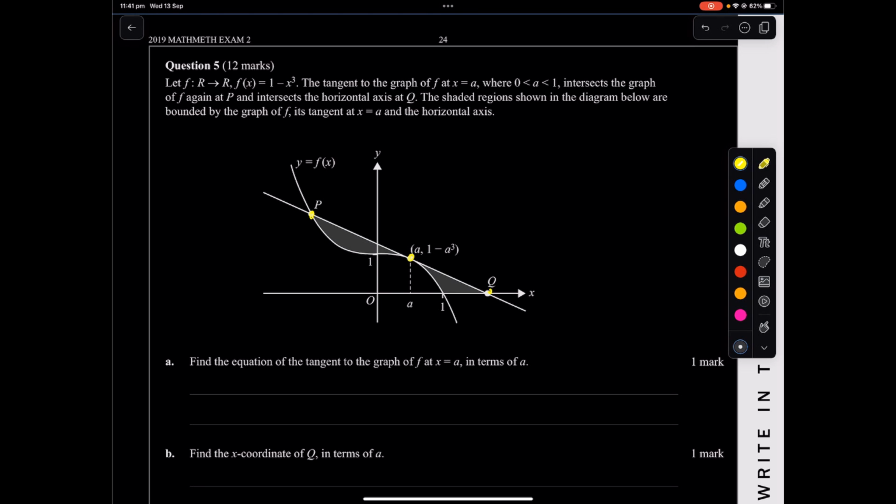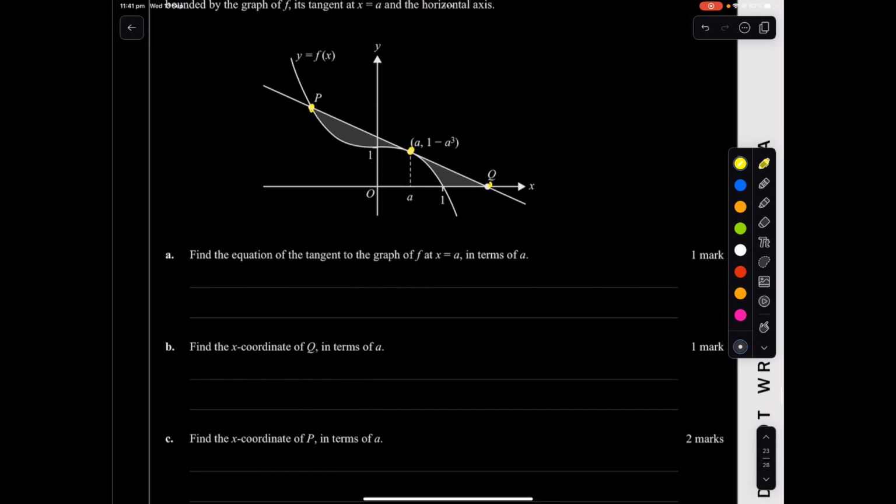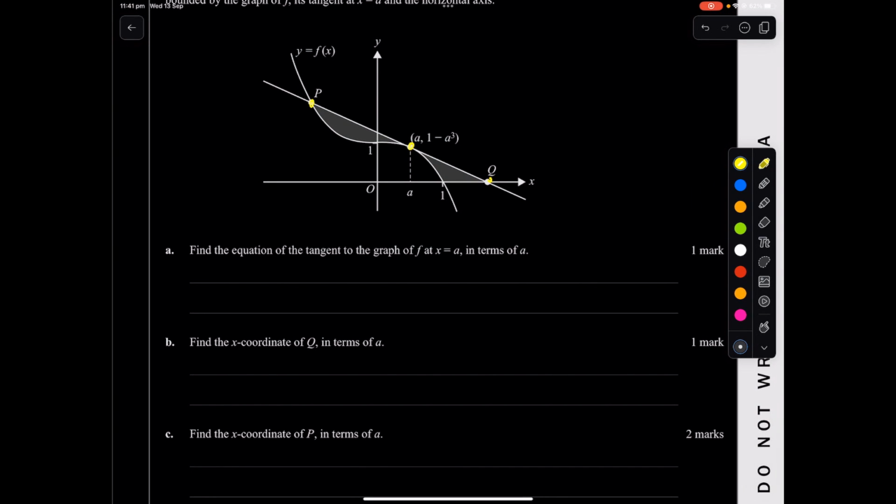Its tangent at x equals a and the horizontal axis. Find the equation of the tangent. So find the equation of the tangent of graph f at x equals a in terms of a.